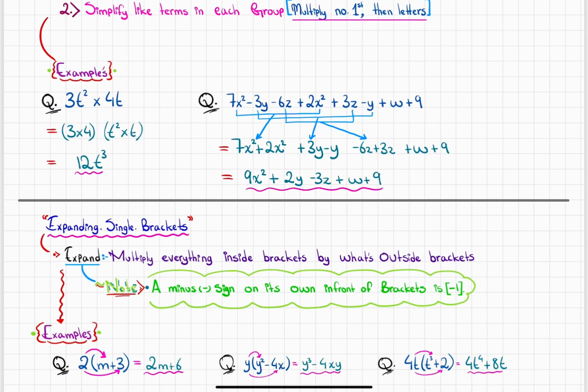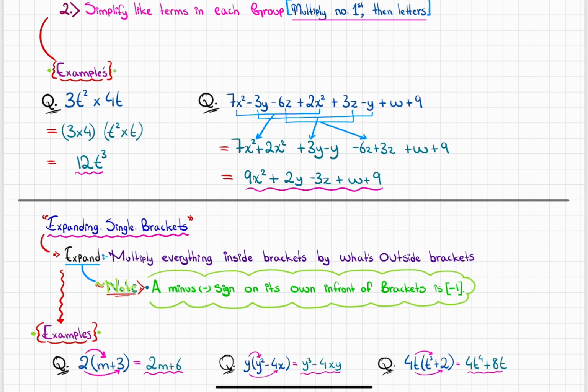The first example is very simple. 3t squared times 4t. So what are the like terms here? You have two numbers and you have two variables. So put them together in different groups. Put the numbers on one side, the letters on the other side. 3 times 4 in brackets and t squared times t in brackets. Now simplify. 3 times 4 is 12 and t squared times t is t cubed. So 12t cubed.